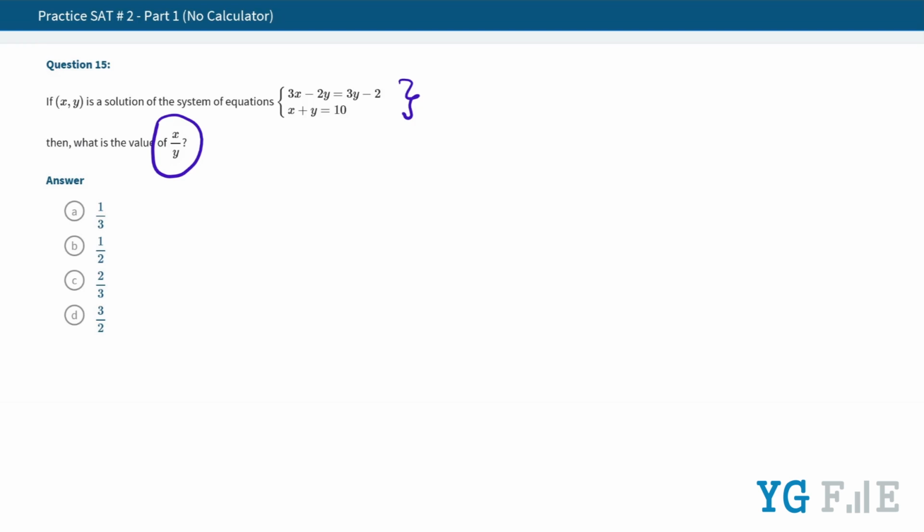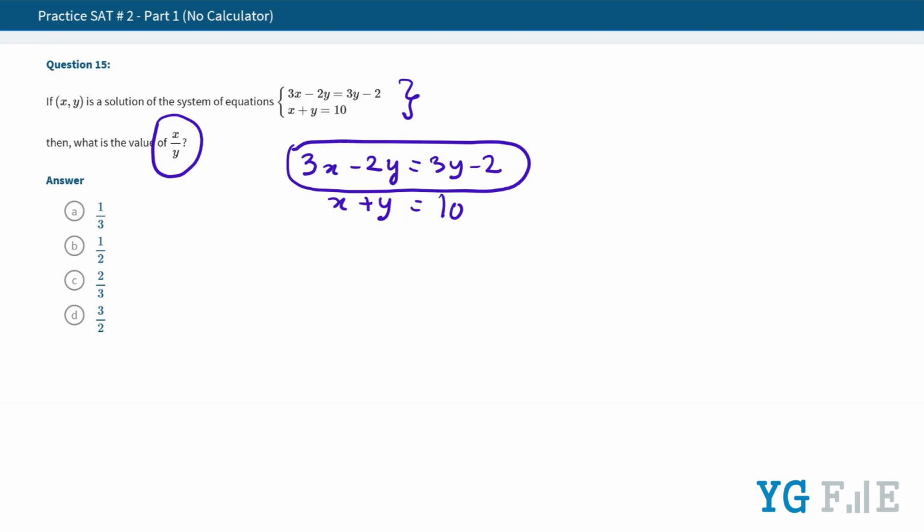So let us use our traditional way of solving equations. So let us rewrite this as 2x minus 2y equal to 3y minus 2, and x plus y is equal to 10. Let us try to move the y terms and x terms so that they're all together and lined up nicely. So 3x, we move 3y here, so it becomes minus 5y is equal to minus 2.